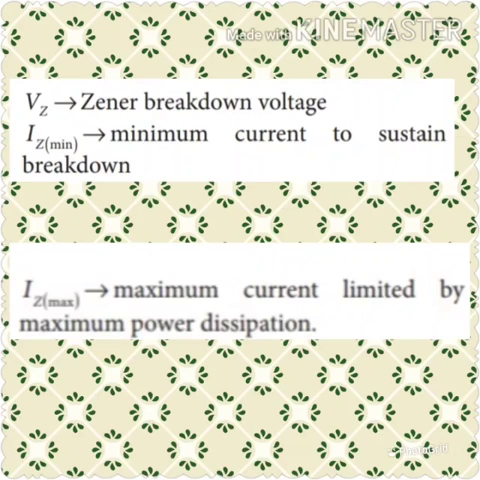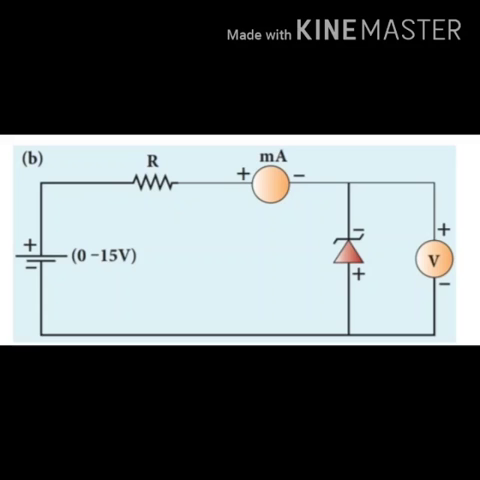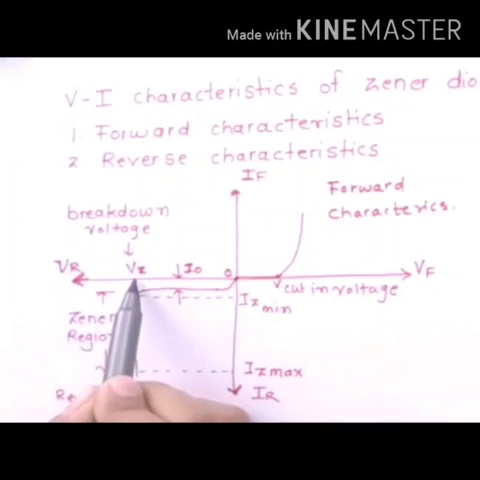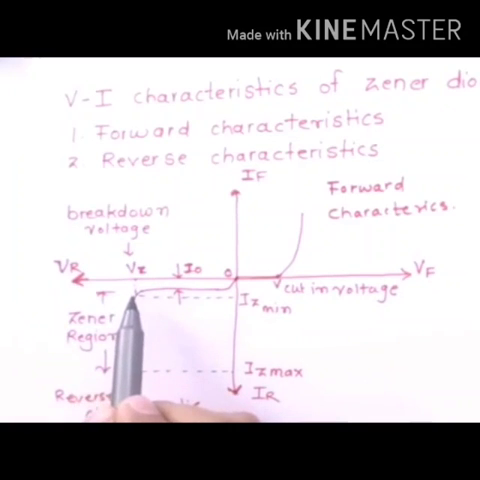The next one, reverse bias. The Zener diode is operated in reverse bias, with voltage greater than VZ and current less than IZ maximum.